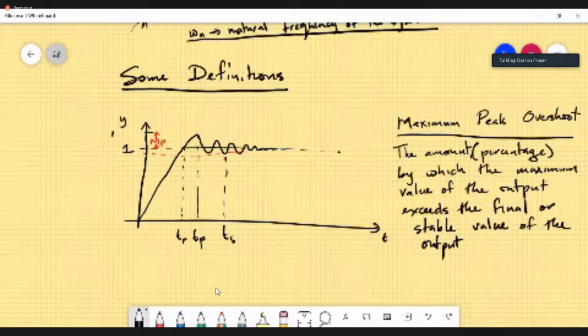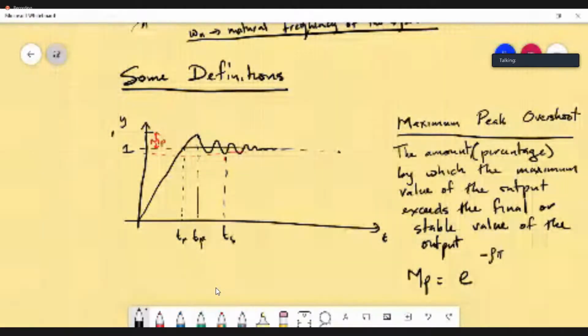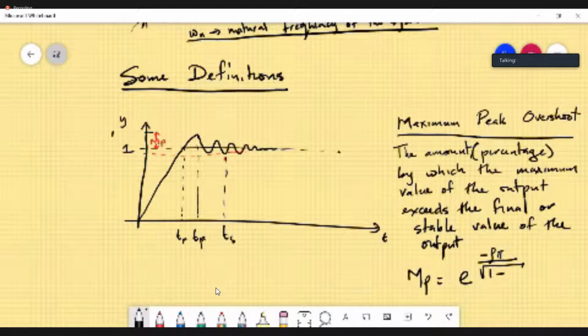Now, the max peak overshoot, we can do the maths and come up with a formula for calculating peak overshoot.